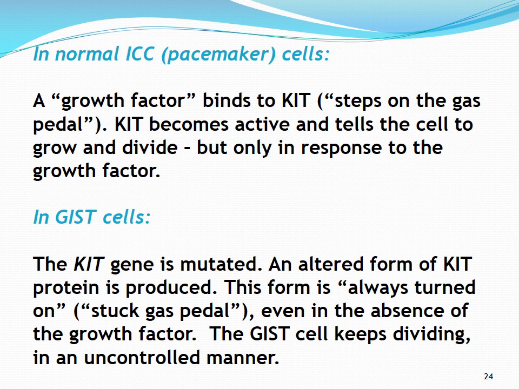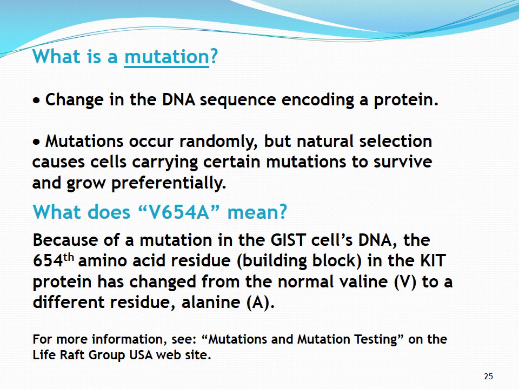Okay, so this just reiterates, I think I'll skip over this slide, that in GIST the KIT gene is mutated and the protein is abnormal. And this emphasizes again what I think I've already said, that a mutation is a change in the DNA sequence encoding the protein. This is dealt with in other parts of the LifeRaft Group website. I'm going to move on in the interest of time.